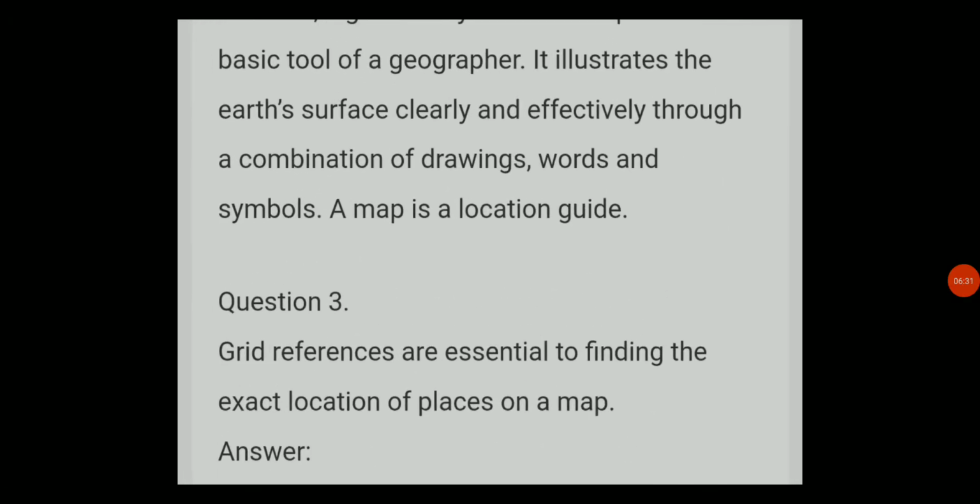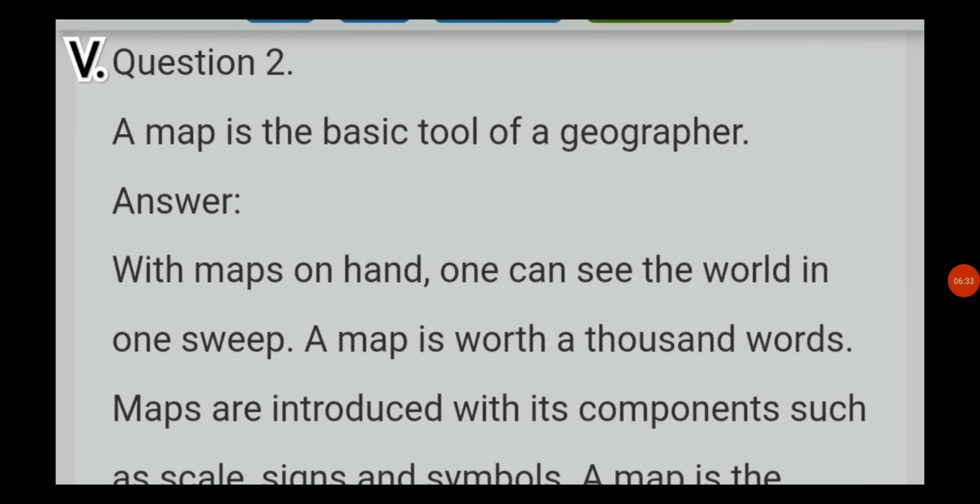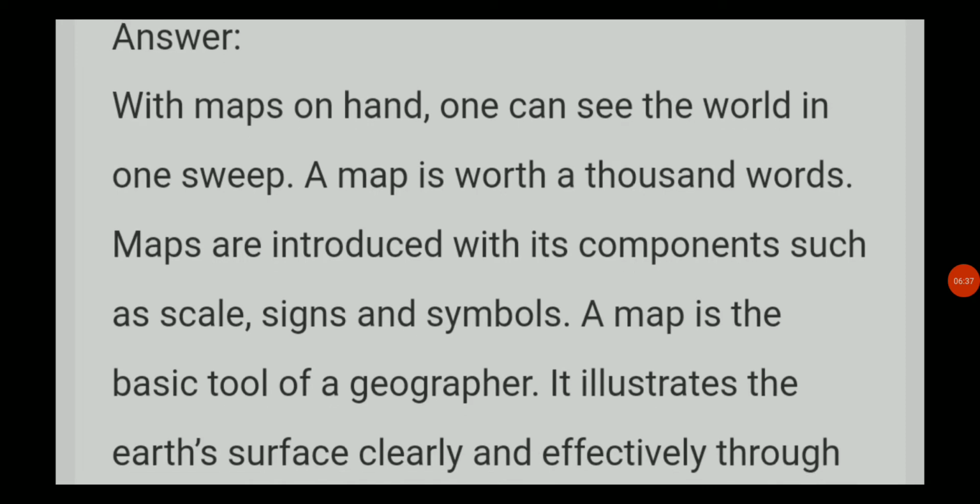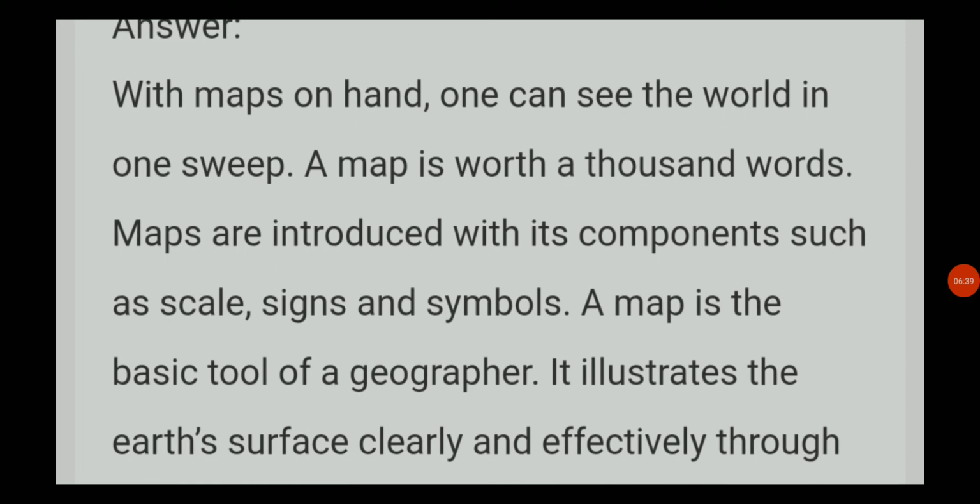Your next question, map is the basic tool of a geographer. Answer: with maps on hand, one can see the world in one sweep. A map is worth 1,000 words. Maps are introduced with its components such as a scale, signs and symbols.